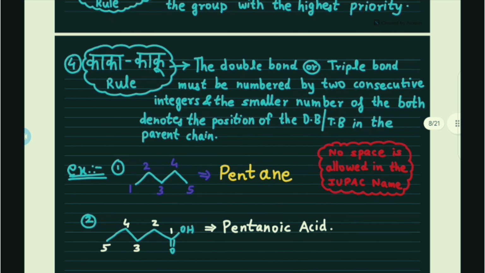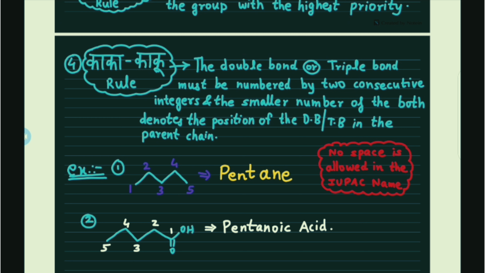Fourth rule, the Kaka Kaku rule. This might also feel not so relevant, but this rule is also very important. Just focus. The double bond or triple bond must be numbered by two consecutive integers, and the smaller number of the two denotes the position of the double bond or triple bond in the parent chain. A bit confused? So much English? Don't worry, I will explain.